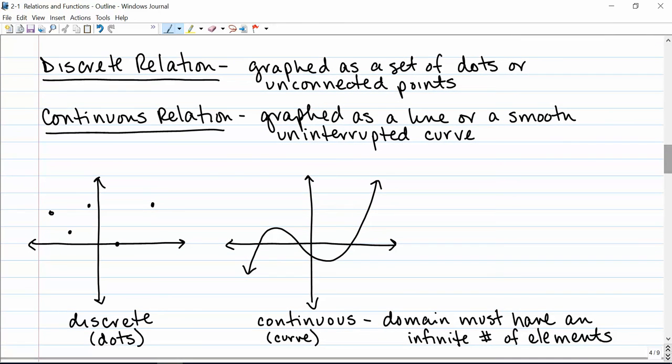A discrete relation is a relation that's graphed as a set of dots or unconnected points, like this first example here. Notice it's just a bunch of dots on the graph. A continuous relation is graphed as a line or a smooth, uninterrupted curve. So something like this one right here. So the way I remember it is discrete has dots and continuous is a curve. And the interesting thing about a continuous relation is the domain must have an infinite number of elements. Notice that this keeps going on forever, so x can equal anything.